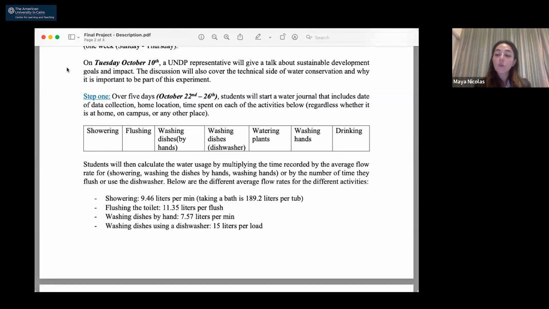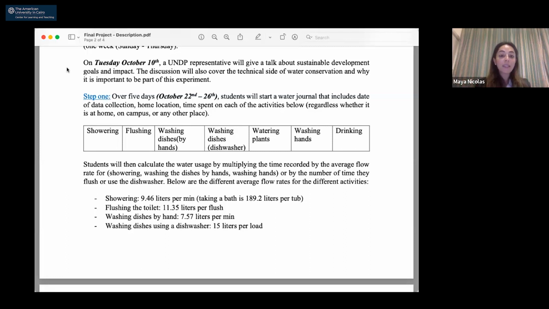At the beginning, the students were asked to record the water usage regarding different daily activities, such as showering, flushing the toilet, washing hands. So these are things that are very basic. This phase 1 happened over a period of 5 days. And then, under rationing behavior, they did the exact same thing. So for another week, they were asked to collect the data.